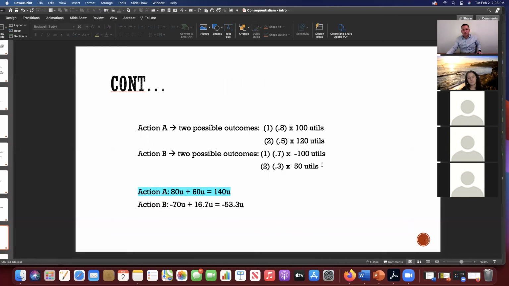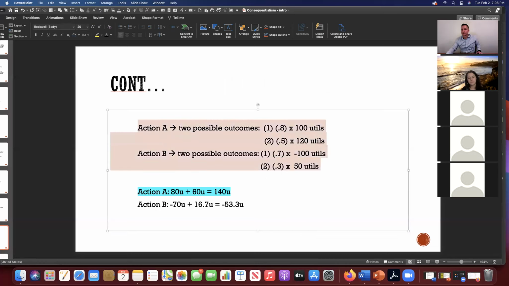So then we continue. Again, these are just the outcomes re-represented on the slide. And then what we do here is we just consider the outcomes. We do the math. So we end up with possible outcome 1, action A. When we do the math here, we get 80 units, don't we? 0.8 times 100 is just 80. And then 0.5 of 120 is just 60. So we get 80 plus 60 units of goodness, good consequences, of course, 140 units of goodness.